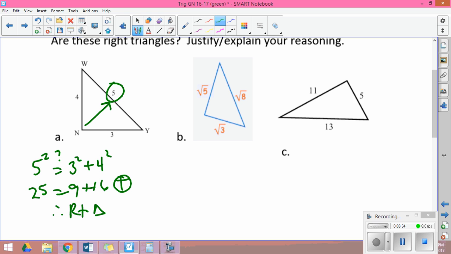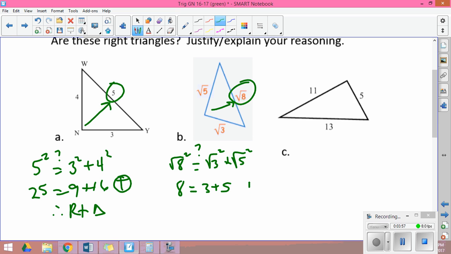Now, square root of 5, square root of 3, square root of 8. The square root of 8 is a bigger number, so that is going to be my hypotenuse if this is indeed a right triangle. So the square root of 8 squared, is that equal to the square root of 3 squared plus the square root of 5 squared? Well, a square root of something squared cancels, so is 8 equal to 3 plus 5? Yes, that's true. Therefore, right triangle.